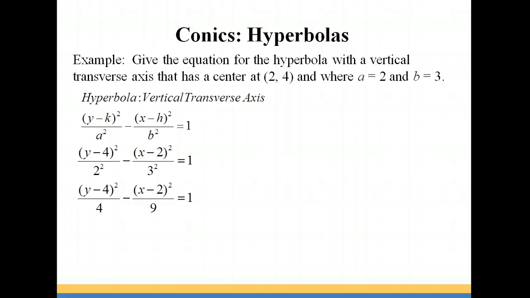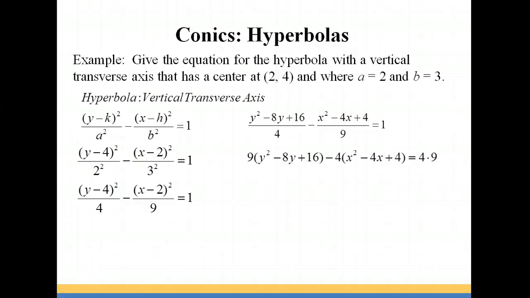Then our a is 2 and our b is 3, so we plug that in and simplify. So we get the equation y minus 4 all squared over 4 minus x minus 2 all squared over 9 equals 1. Now what we want to do is simplify this. So we're going to FOIL out the y minus 4 squared, which gives us y squared minus 8y plus 16. And we're going to square the x minus 2, which gives us x squared minus 4x plus 4.